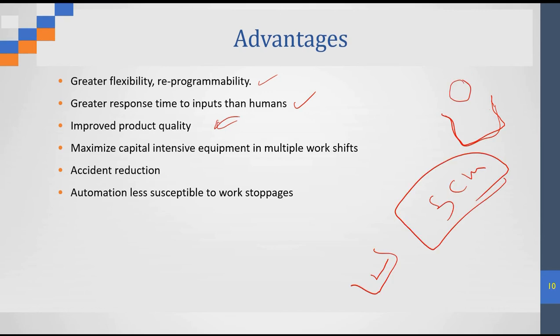It maximizes capital-intensive equipment across multiple work shifts. A human might work one shift, but a machine can work the whole day. Then accident reduction, of course, especially in the military, where there is high risk. You can use an autonomous robot, and it can do the job. Also, automation is less susceptible to error. So guys, these are some of the advantages.